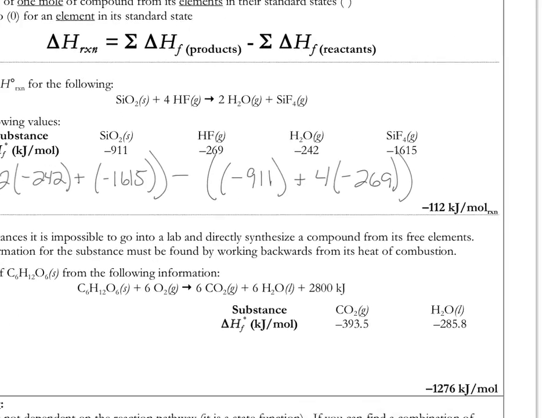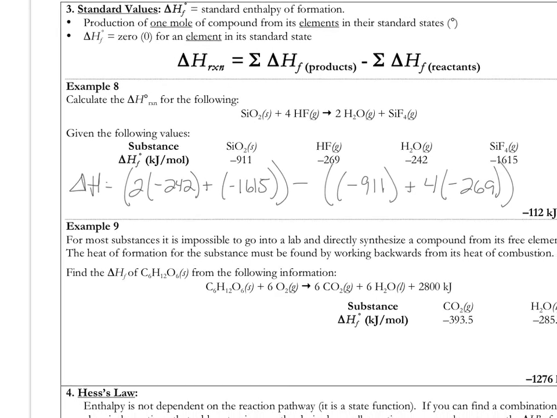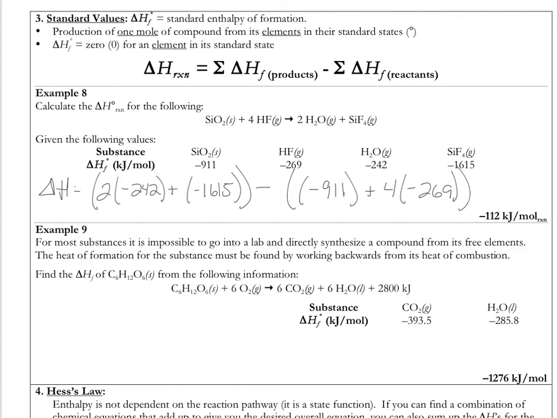Then we zoom out here. We've got that all set up, and very simply we just put all the numbers together and we get the answer of negative 112 kilojoules per mole reaction. Very, very simple math. You're probably going to get 1 point for this on a free response.